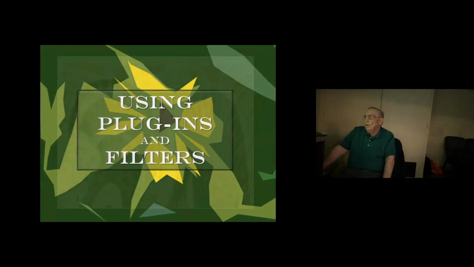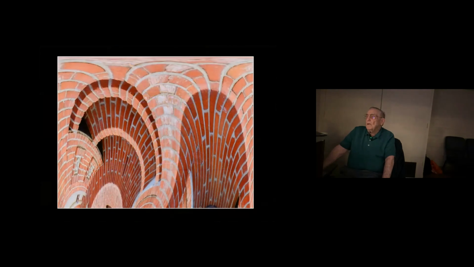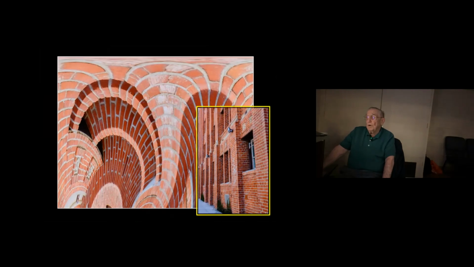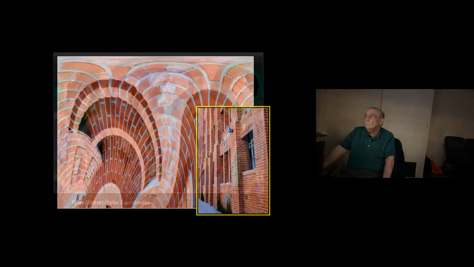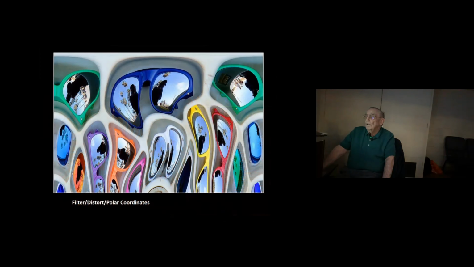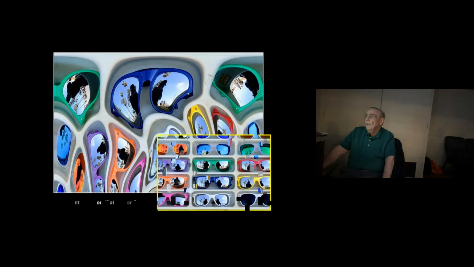Brief comment on plugins. We've mentioned them, but sometimes you can just use the plugin itself. This is one called Polar Coordinates in the filter section of Photoshop, and it was a brick building. Another one using polar coordinates with some different settings, and it was a vendor's display of sunglasses down in Venice. This was done with just the blur function within Photoshop.